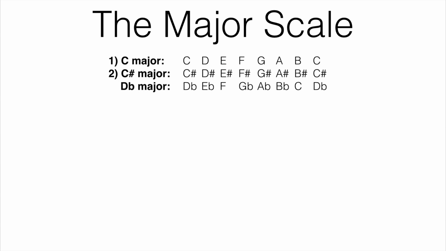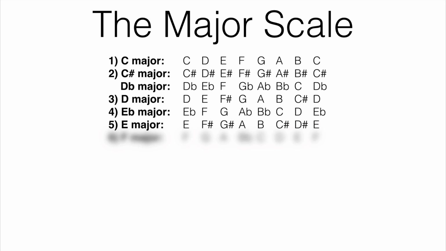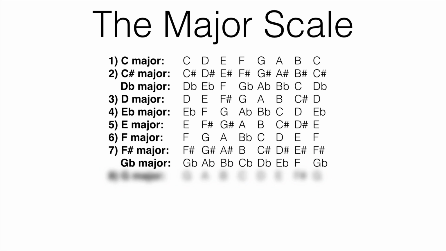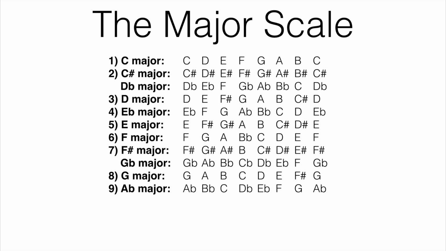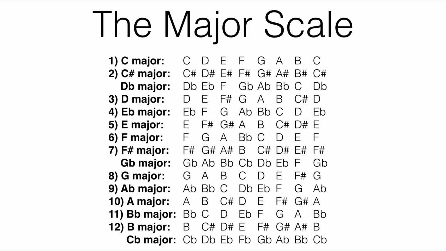There are 12 different major keys, and thus 12 different major scales, one for each of the 12 notes of a piano. C major, there's C sharp or D flat major, there's D major, there's E flat major, E major, F major, F sharp or G flat major, G major, A flat major, A major, B flat major, and finally B or C flat major.